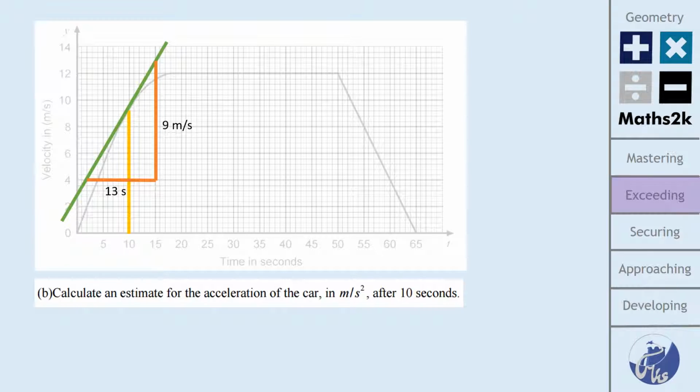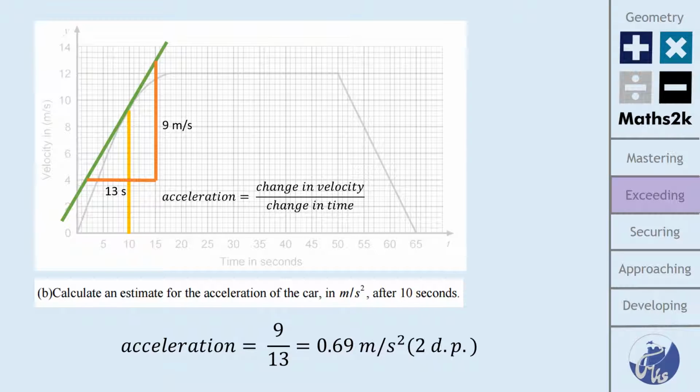So in this case, to get from left to right, it was about 13 seconds along the x-axis, and on the velocity, it's changed by 9 meters per second. Now to get our acceleration, we'd use a formula where it's the change in velocity, which is the change in y, divided by the change in time, our change in x. And so this would then give us a final answer, when rounded, of 0.69 meters per second squared.